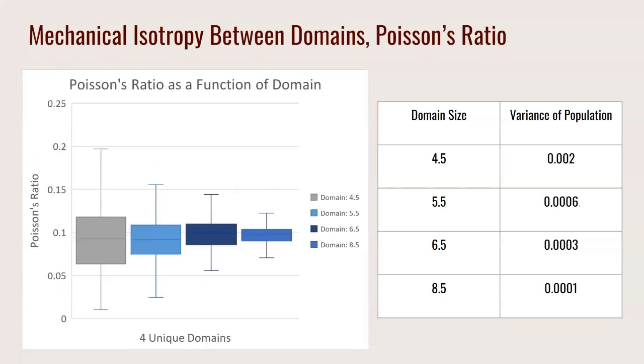The same can be seen for the Poisson's ratio of the different domains. The variance decreases as the size of the domain increases and more particles are created. For Poisson's ratio, the data of the 4.5 unit domain has a variance of 2e-3, the 5.5 unit domain has a variance of 6e-4, the 6.5 unit domain has a variance of 3e-4, and the 8.5 unit domain has a variance of 1e-4.